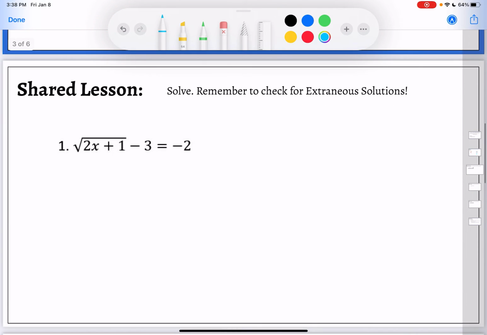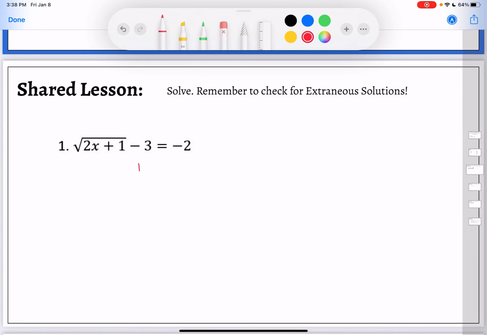All right, so let's think back to how we did these problems in the last lesson. So we're going to solve and then check for extraneous solutions. So the square root of 2x plus 1 is all on the inside, minus 3 is on the outside, and it equals negative 2. All right. Now, you may be thinking, oh man, I see this radical equals a negative number. Something's probably going wrong. Be careful. Remember not to make any judgments until that radical is completely by itself.